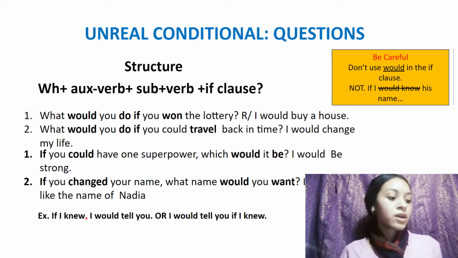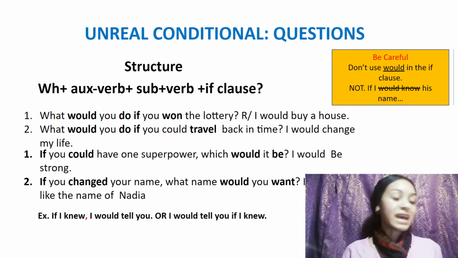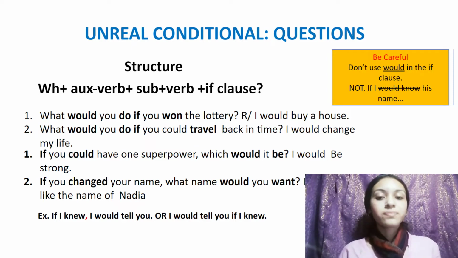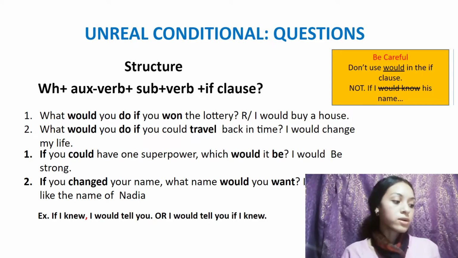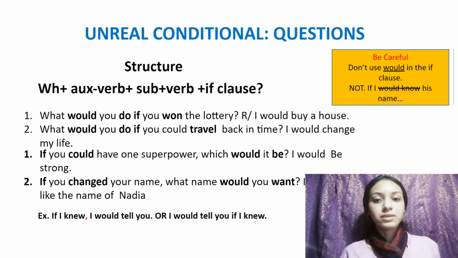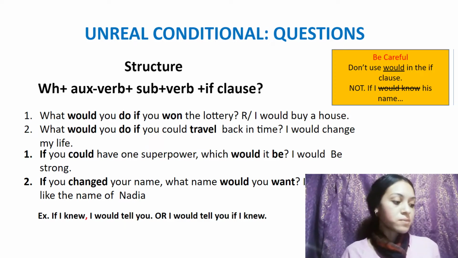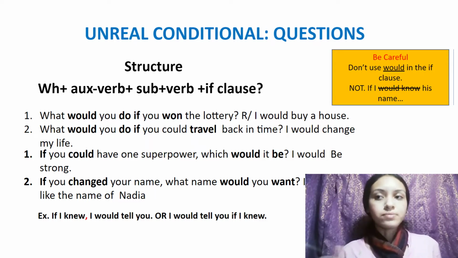The first example: what will you do if you won the lottery? And the possible answer, I will buy a house. The next question: what will you do if you could travel back in time? The possible answer, change my life, for example. But we have two examples where the if clause comes first. If you could have one superpower, which would it be? For example, the possible answer, I will be strong. And the next question: if you changed your name, what name would you want? The possible answer can be, I would like the name Nadia. These are some examples of questions with unreal conditional.